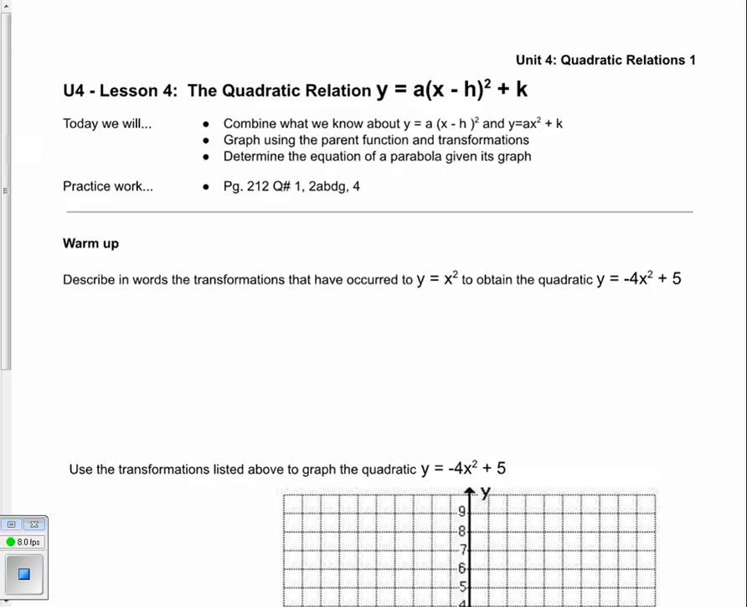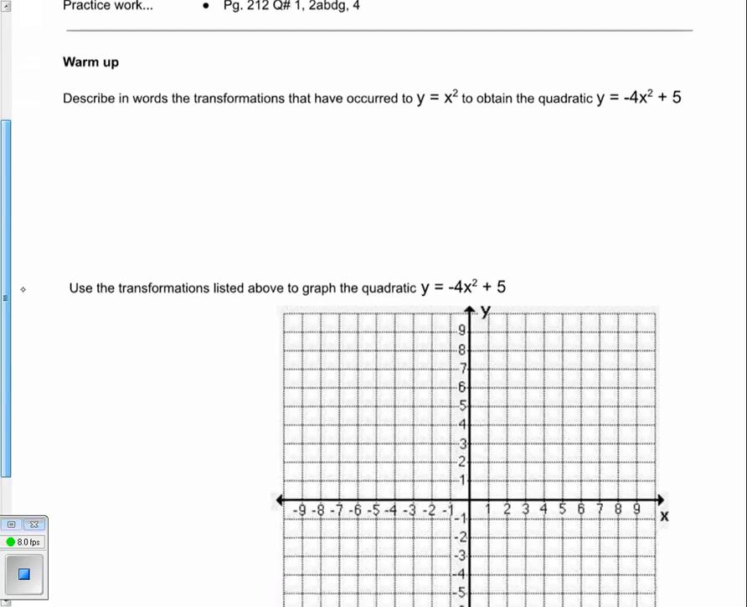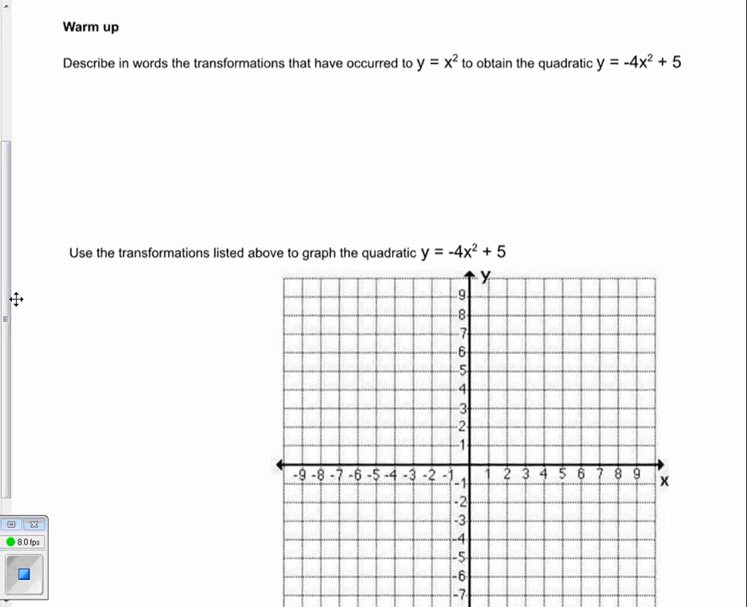In order to do that, we again need to be able to identify how the a, h, k values affect a parabola. So we are going to start with some warm-up. We'll describe some transformations in words, and then we'll use our understanding of transformations to actually begin graphing and deriving equations from graphs. In our warm-up, we'll start by describing in words a transformation that has occurred from the parent form of an equation, y equals x squared. And again, this is the parent form.